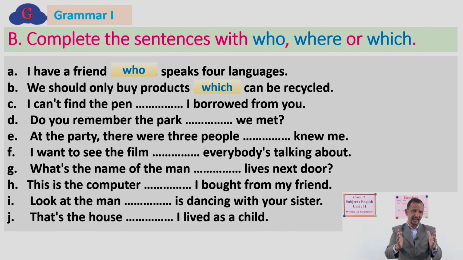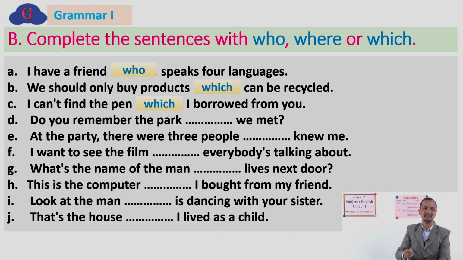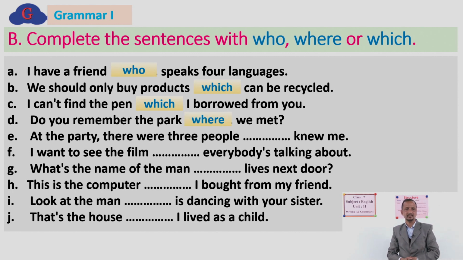C number. I can find the pen. What is it? Person, place, or things? Decide fast. This is what? Things. So we replace with which. Number D. That is, remember the park. Park means place. Place then where. Number E. Who.